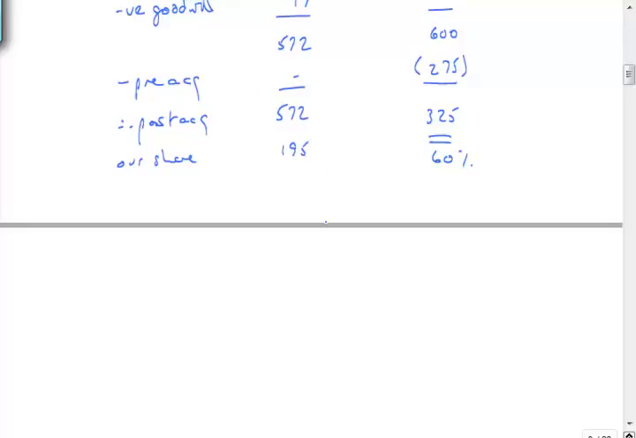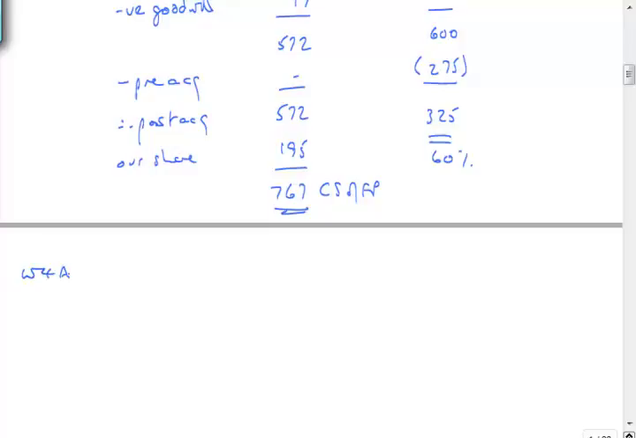60% of 325 is 195. Just let me check it. I don't think it is. It is 195. That's what I said, wasn't it? 195. 767. Is there any goodwill impairment? No, it can't be because it's negative, so that's on the consolidated statement of financial position.